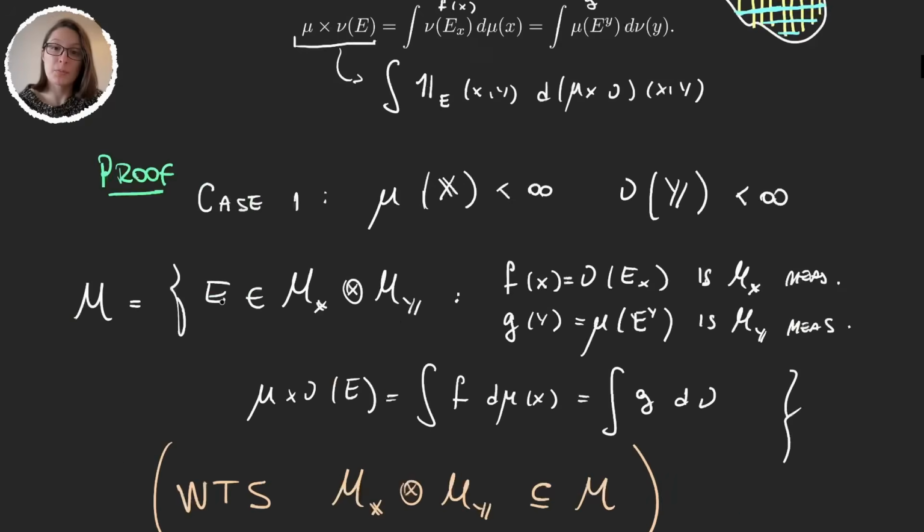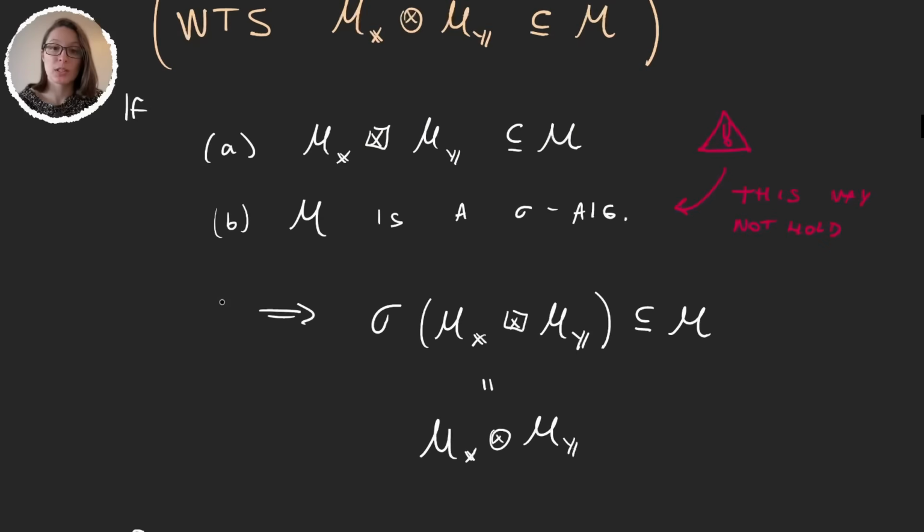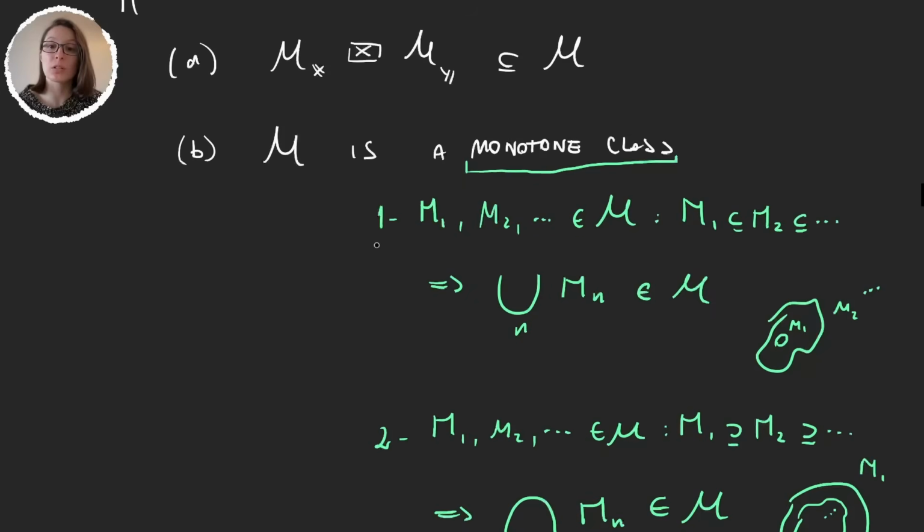Now we found a problem. That problem was that if I try to prove this using the knowledge we had from sigma algebras, the statement that M is a sigma algebra may not hold. And so we have to change our tactic by going to monotone classes.